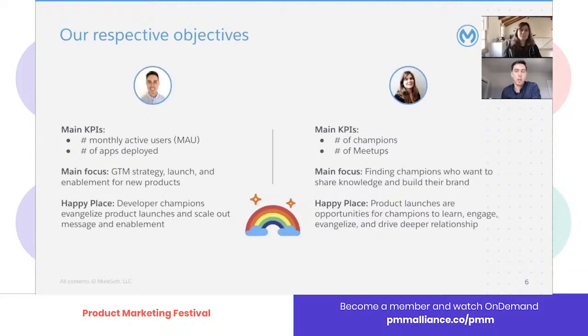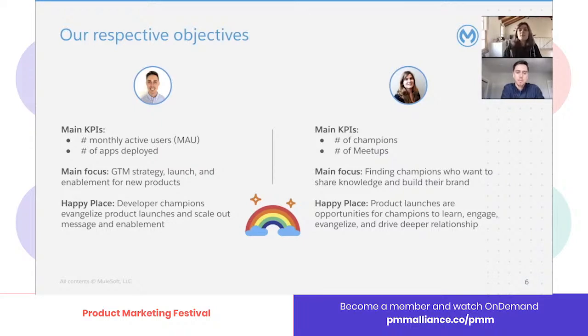So first, let's talk about our respective objectives, how Sabrina and I work together. When we think from the product marketing side of the house, a lot of the times my main KPIs that I'm considering are either the number of monthly active users on our platform or the number of apps deployed on a certain deployment environment. And so my day-to-day is either doing the go-to-market strategy for new products and new developments that we're creating, executing on the launches of those new products, and then also enabling either our field or our customers on those new products.